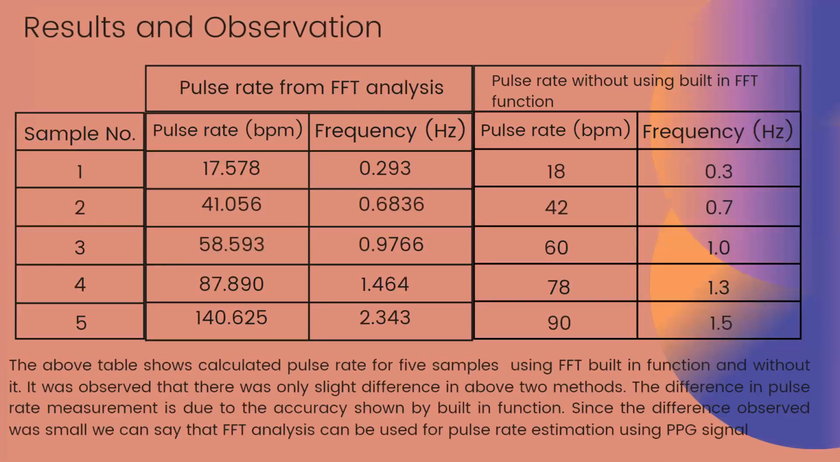Now we will look at the results and observation. The above table shows the calculated pulse rate for 5 samples using the FFT built-in function and without it. It was observed that there was only a slight difference in the above two methods. The difference in pulse rate measurement is due to the accuracy shown by the built-in function. Since the difference observed was small, we can say that FFT analysis can be used for pulse rate estimation using a PPG signal.